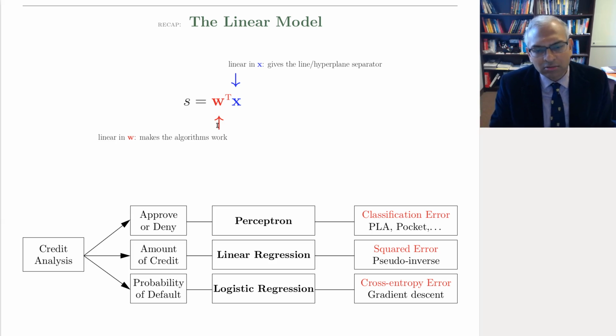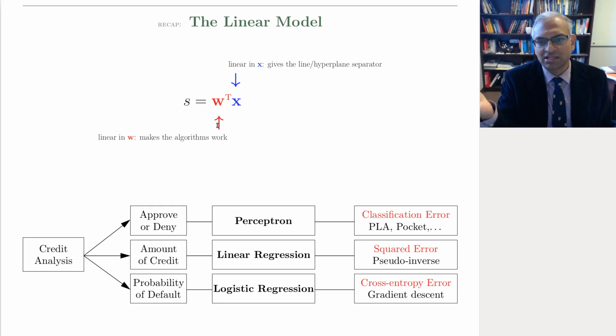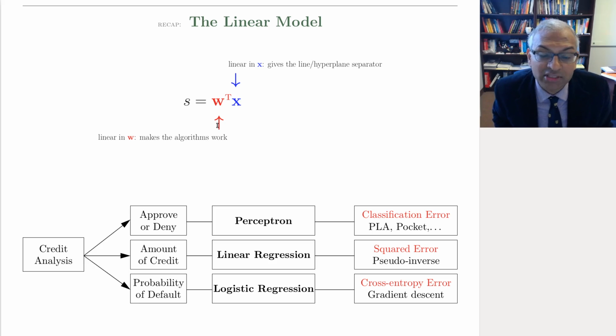With respect to the linear model, we showed that we can address different kinds of problems by taking this linear signal and transforming it. You apply the sign to get classification. You don't do anything to it if you're doing regression. And if you're doing a probability prediction, or logistic regression, you apply that convenient sigmoid that we talked about last time.